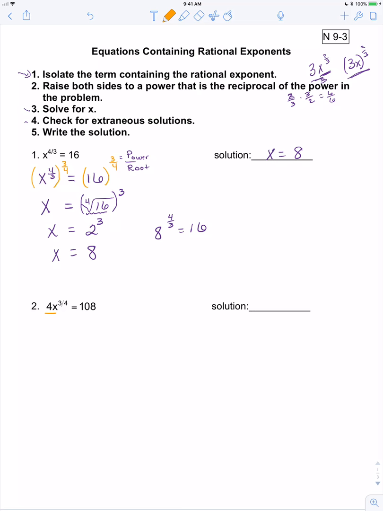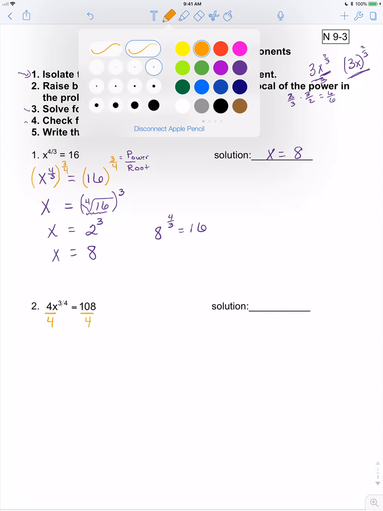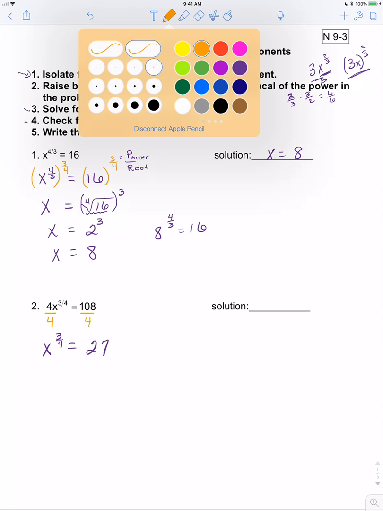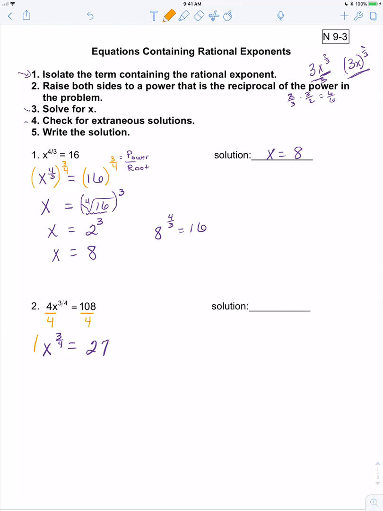So we're going to divide both sides by 4 first, and that gives us x to the 3/4 power is equal to 108 divided by 4, which is 27. Okay, so now do you remember, we're going to take it to the power that's the reciprocal of the power that it's brought to.